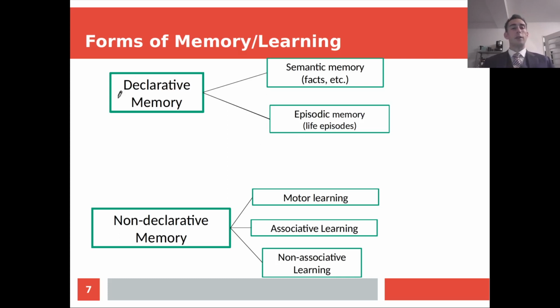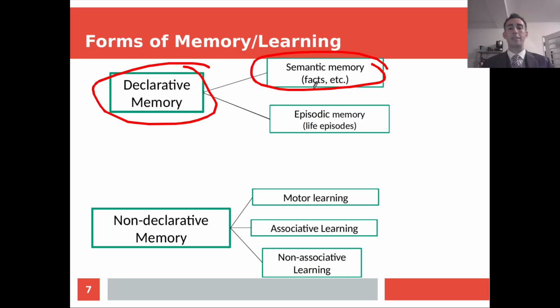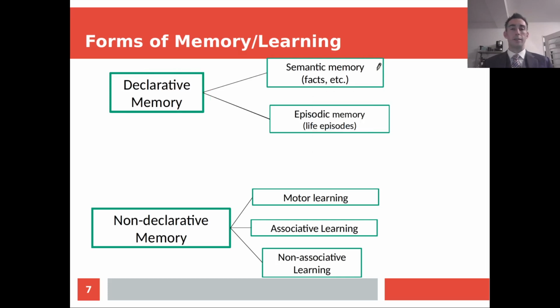Next I'll go into the second topic, which is forms of learning and memory. In general, psychologists have separated memory into two major types. There's declarative memory, which is memory about things, about the world. It includes semantic memory, like facts: Paris is the capital of France, glasses can break.